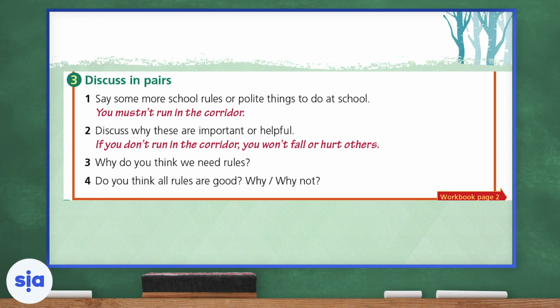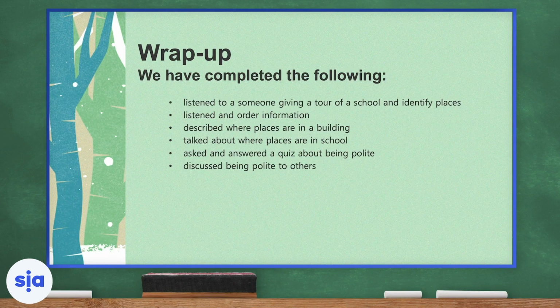Let's move on. Guys, let's wrap up now. We have listened to someone giving a tour of a school and identified places. We listened and ordered information. We described where places are in a building. We talked about where places are in school. We asked and answered a quiz about being polite. We discussed being polite to others.